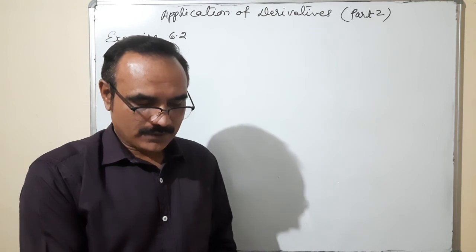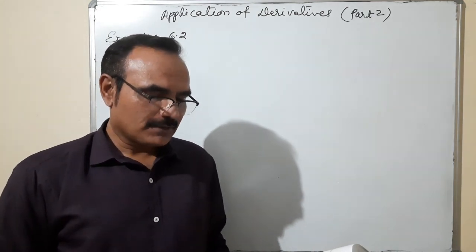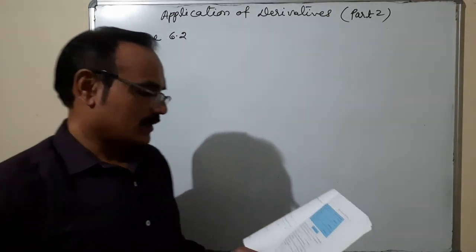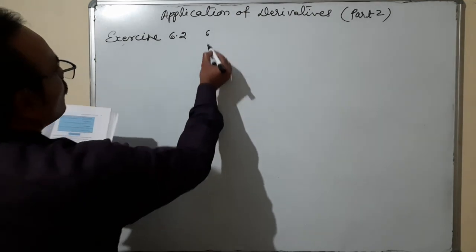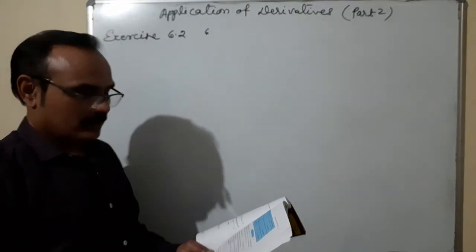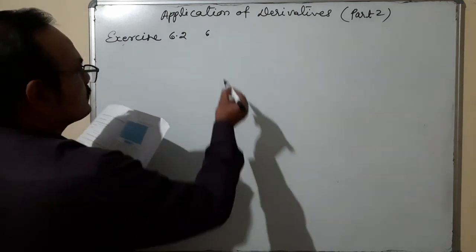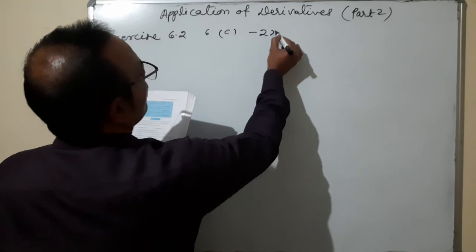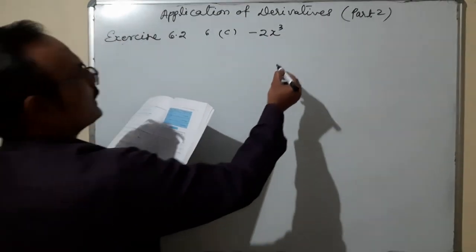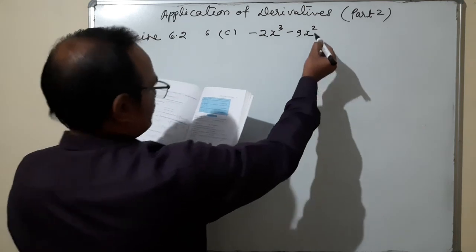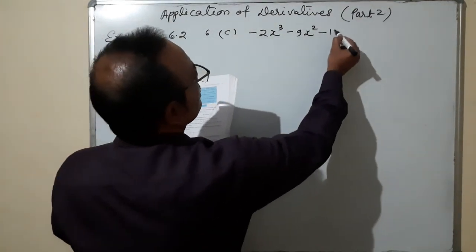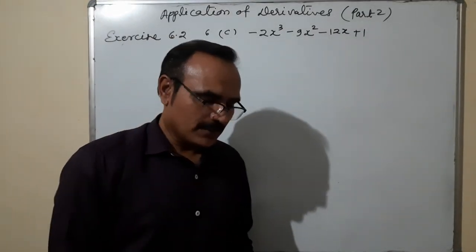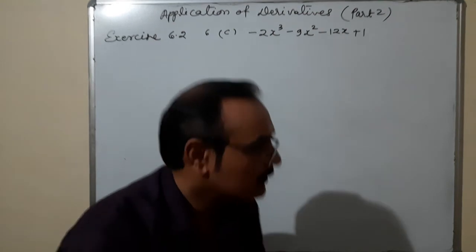One question I want to take from question number 6. Find the intervals in which the following functions are strictly increasing or decreasing. Okay. One part I want to take from it, a cubic term, question number C. That is minus 2x cube minus 9x square minus 12x plus 1. Find the intervals in which the function is strictly increasing or decreasing.